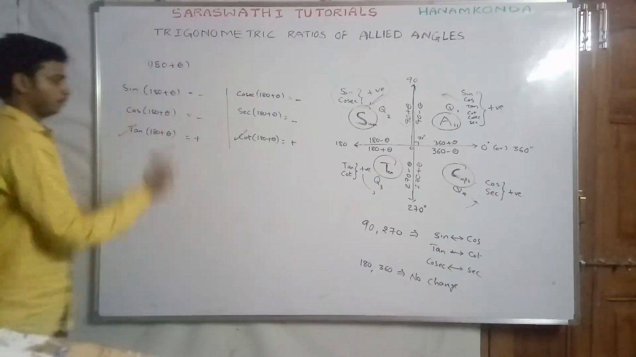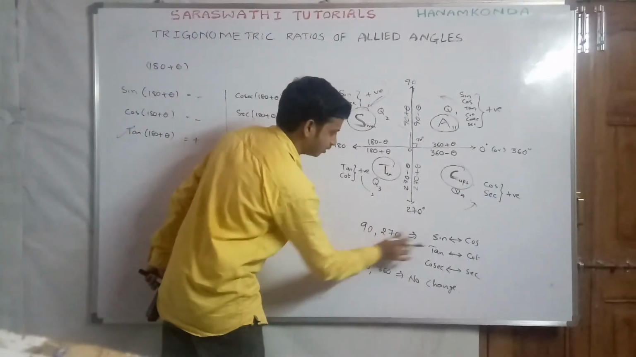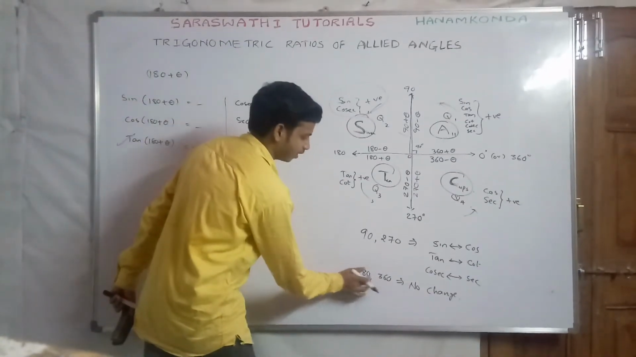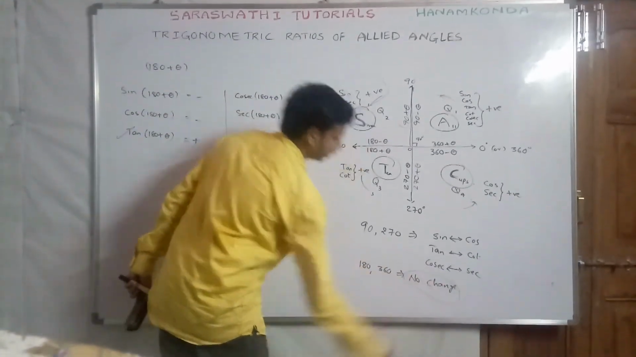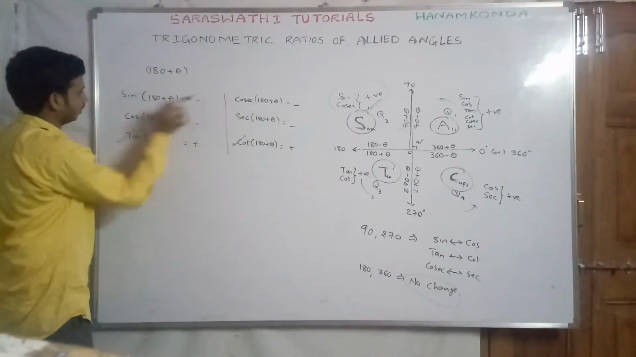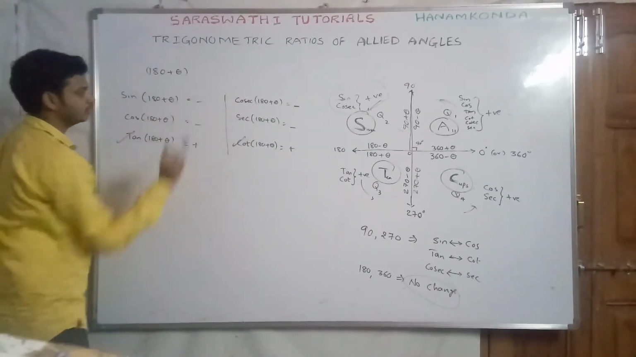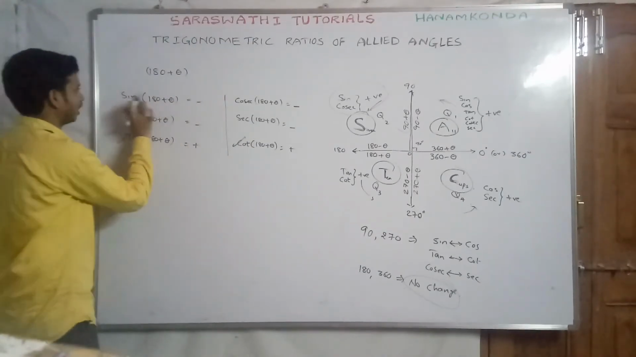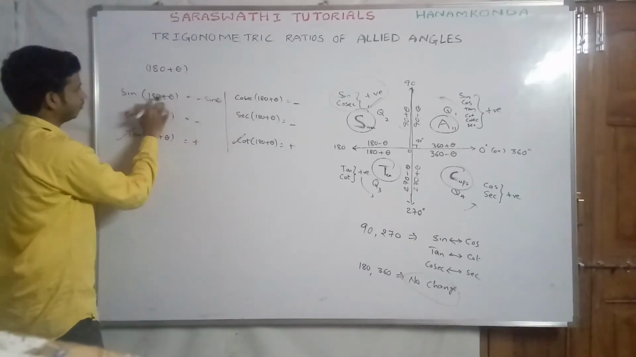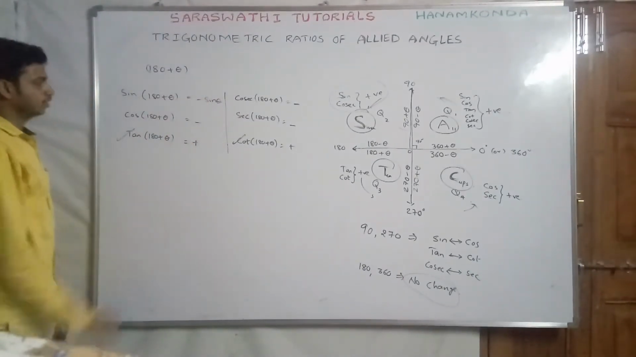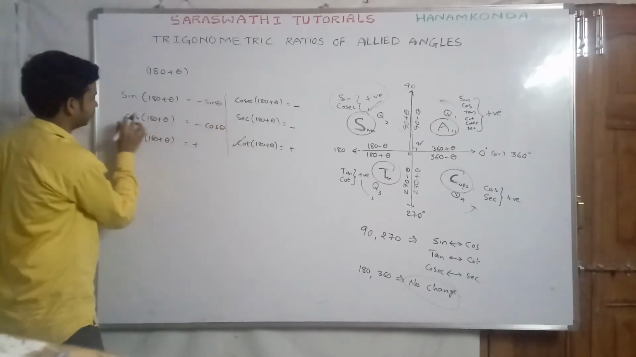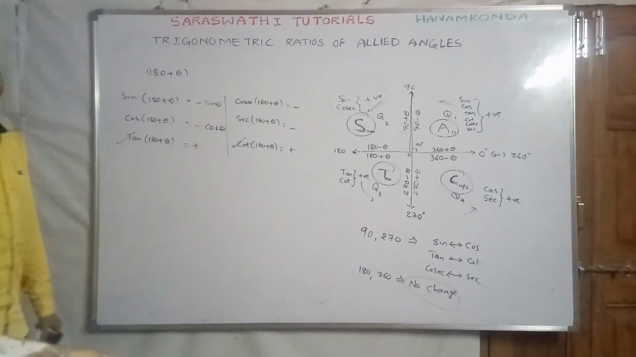For 90 and 270, sin changes to cos, tan changes to cot, cosec changes to sec. And for 180 and 360, there is no change in the trigonometric ratio. That means if sin exists here, then sin will be there too. If cos is there, the same cos will be repeated. So sin of 180 plus theta is minus sin theta, and cos of 180 plus theta is minus cos theta.